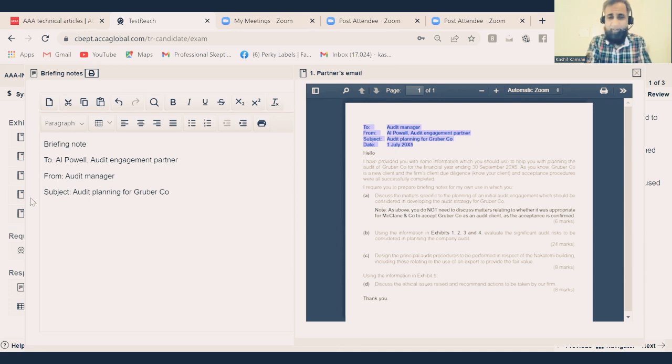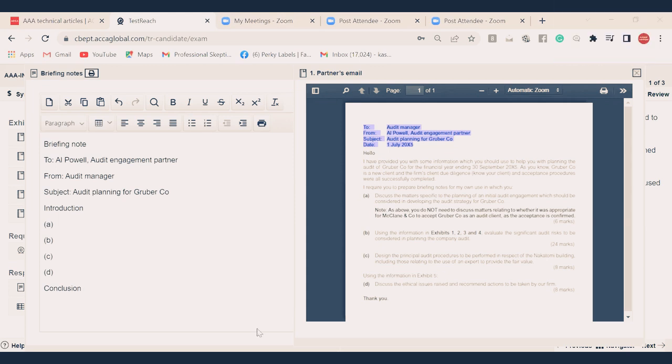After that, you will quickly write an introduction without even knowing what the examiner is asking for. After the introduction, you can see on the right-hand side of the screen A, B, C, D. You don't know what's happening in A, B, C, D, but you simply say introduction A, introduction B, introduction C, and finally D. And in the last, you put a conclusion. See, within just 2 minutes, you can set up a briefing note. I hope you're all fine with that.